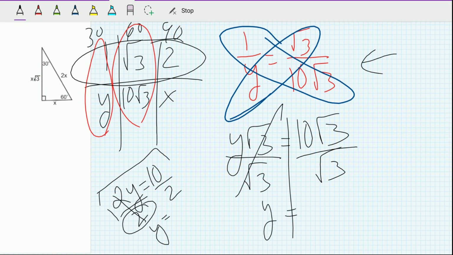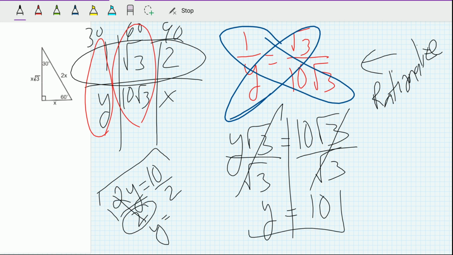And then the really nice part that happens in this problem is that it also cancels out, because these also match up. If they didn't match up, then you would not be able to do it. You would have to rationalize. And I'm pretty sure we're going to have an example like that later in the video, so let's wait for that. But there you go. Y is equal to 10.